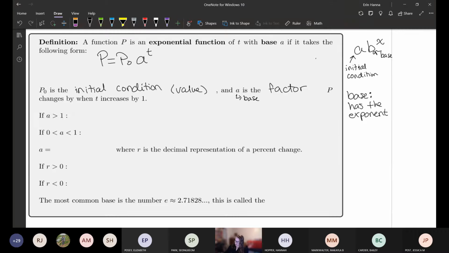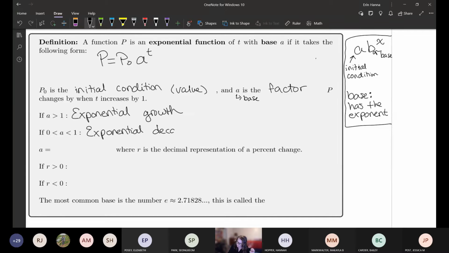Now, again, this is kind of a side note. So when I say A, I mean the base here. So if A is greater than 1, if your base is a value greater than 1, we have something called exponential growth. If your A value is between 0 and 1, you have something called exponential decay. Notice that neither of those has an option for negative.